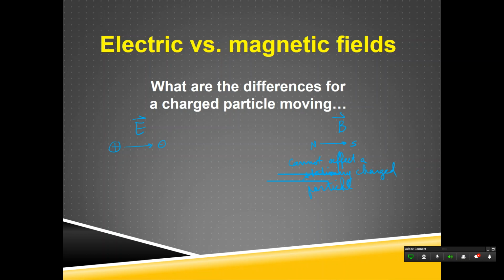What about an electric field? What does an electric field do to a charge? Yeah, it'll accelerate it. It can accelerate a stationary charge. We're going to need these concepts because we're going to use them in the mass spectroscopy, both electric field and magnetic field. Let's do some problems.